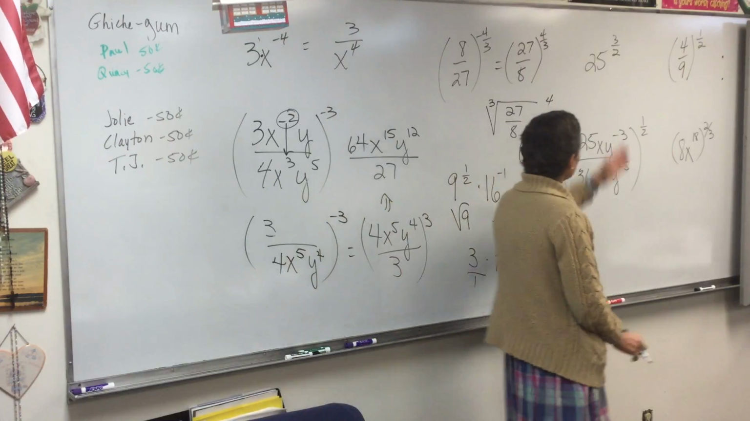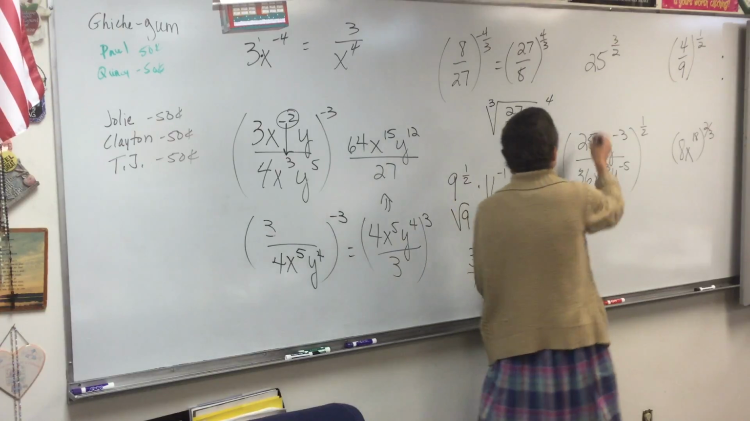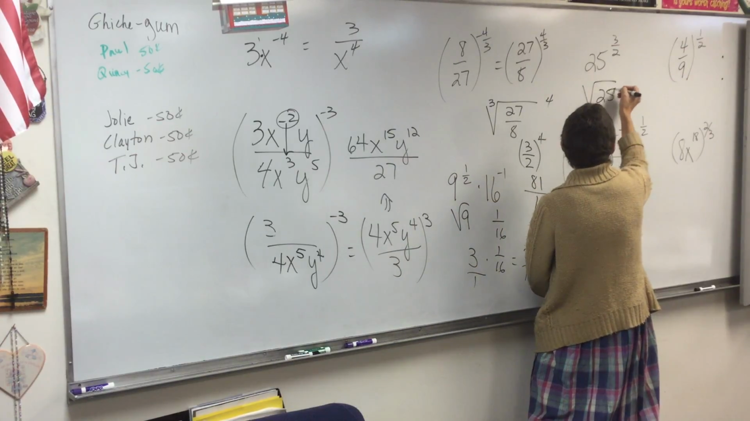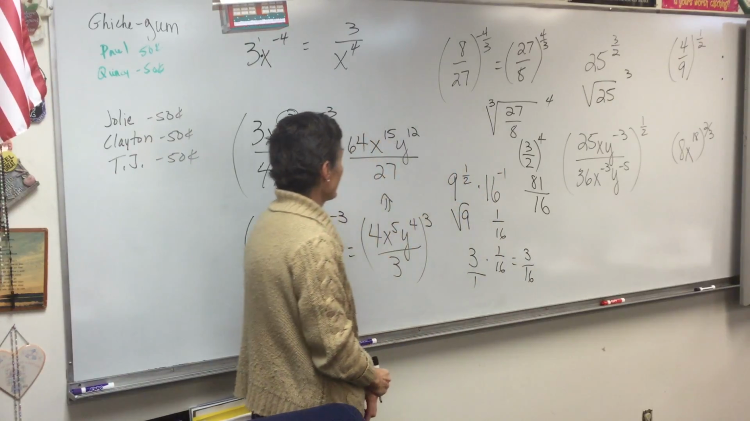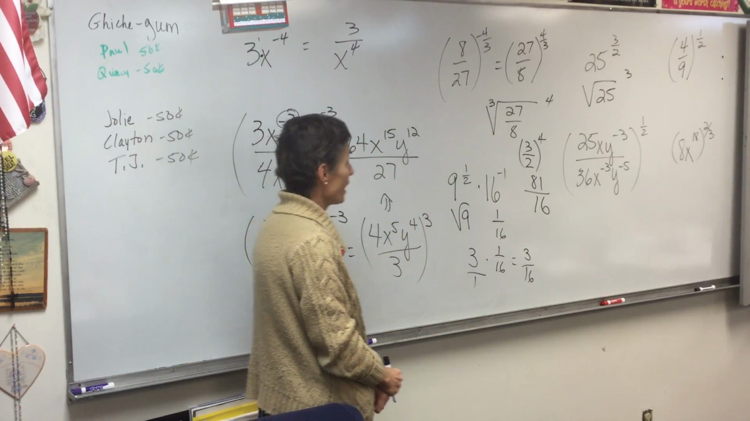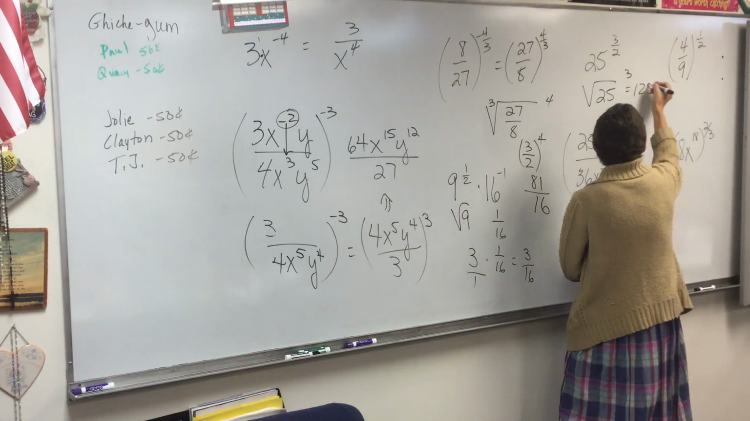Oh, easy one now. What about this? What does that mean? Square root. Means the square root of 25 cubed. So what's the square root of 25? 5 cubed. 5 times 5 times 5. 125. There you go.